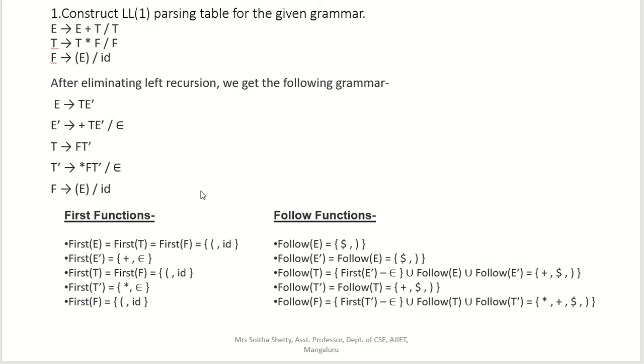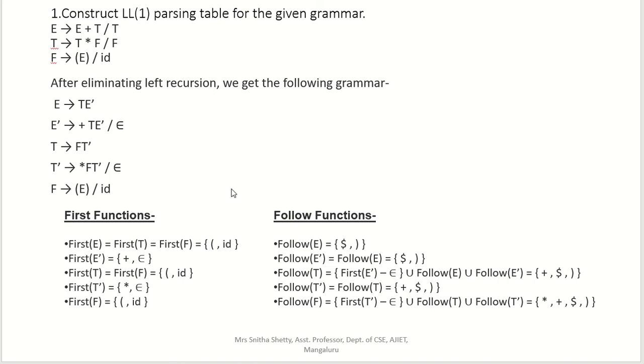Now calculate the follow of all those variables. You should calculate follow of E, follow of E dash, follow of T dash and follow of F. Now how to calculate follow of E? We check whether E comes in the right hand side. Yes, E is there here. So after E, what is follow? A closing parenthesis follows. And E is the starting symbol, and I already told you the follow of starting symbol is always dollar symbol. So follow of E is dollar comma closing parenthesis.